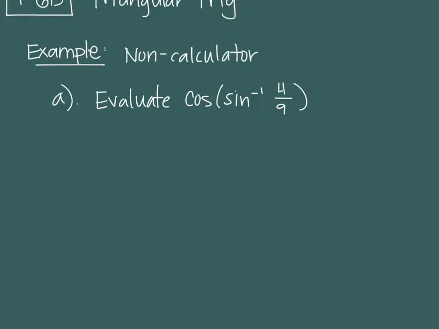Okay, how do you know if it's going to be a triangle or a unit circle? Well, the number 4/9 isn't on the unit circle. It's not one of the ones that you memorized, like pi/6 or square root 2/2, or one of those recognizable ones. So then you're going to know, all right, I'm going to tackle this with a right triangle.